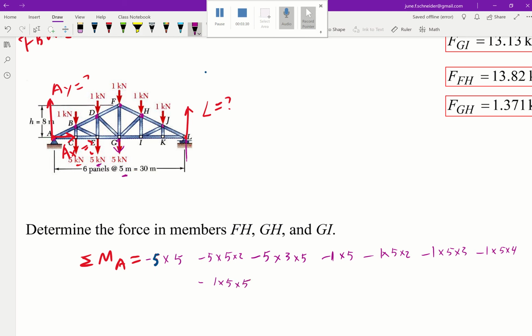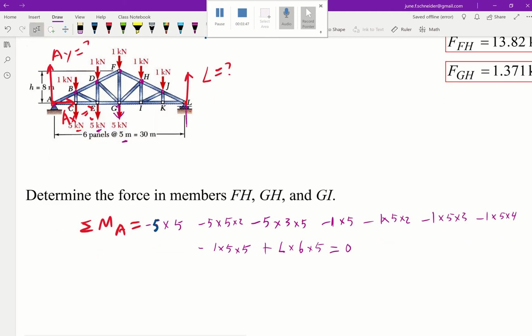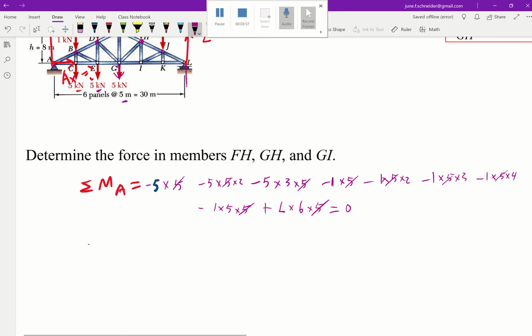Then the very last one, what we are solving, is the reaction support at L, and that has 6 panels times 5, and that makes it counterclockwise. It's plus that, equal to 0. Okay. So when we have all those, we can simplify it. Of course, we're going to divide by 5 on every single term. Hopefully that will help make it a little bit simpler.